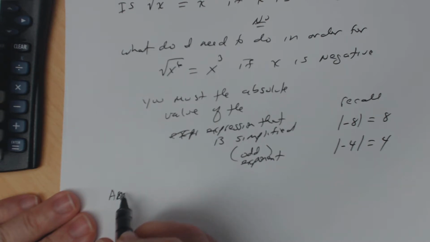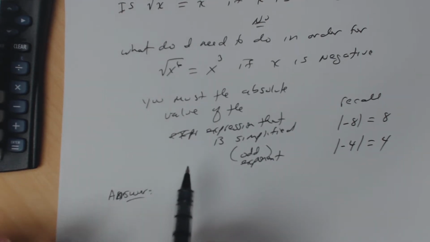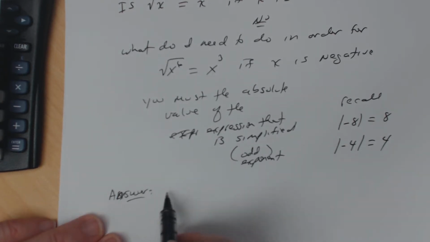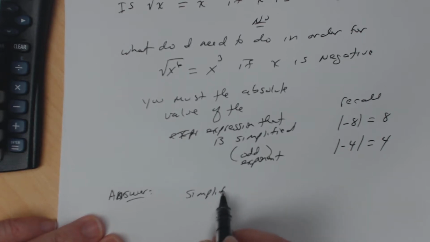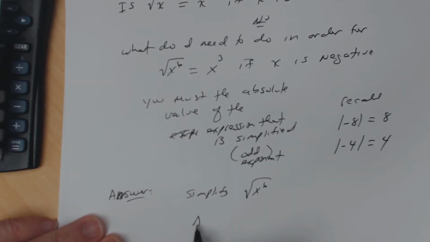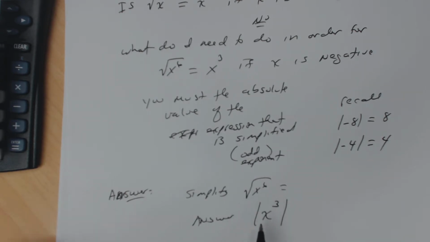So your answer is going to be, so the direction says assume that all variables can be any real number, positive, negative, or zero. So if it says simplify the square root of x to the 6, the answer will be x cubed with absolute value. Looks like this. Okay? So remember, you only say that if the direction says assume that all variables represent any real number.